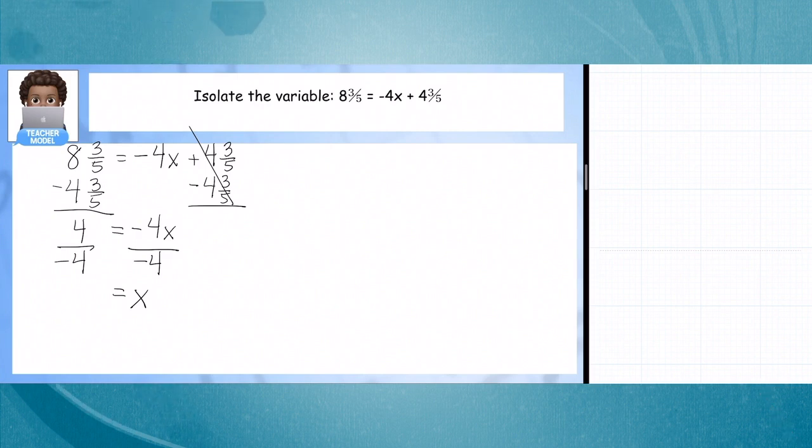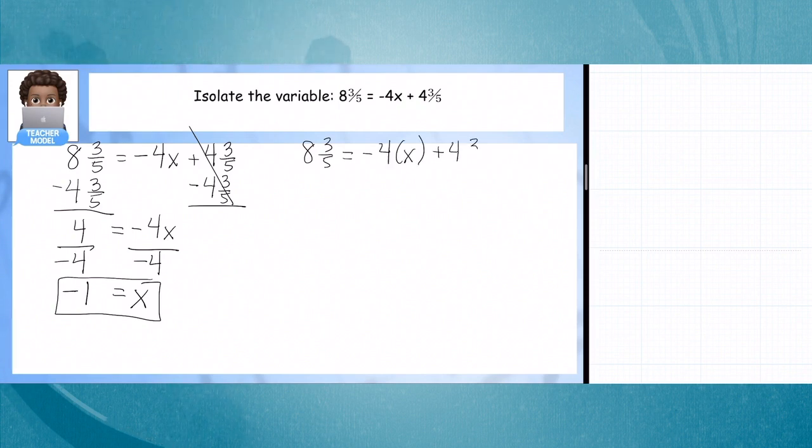So 4 divided by negative 4. Well, I know 4 divided by 4 is 1. And a positive divided by a negative is negative. So x is equal to negative 1. Let's check our work. 8 and 3/5 is equal to negative 4x plus 4 and 3/5.